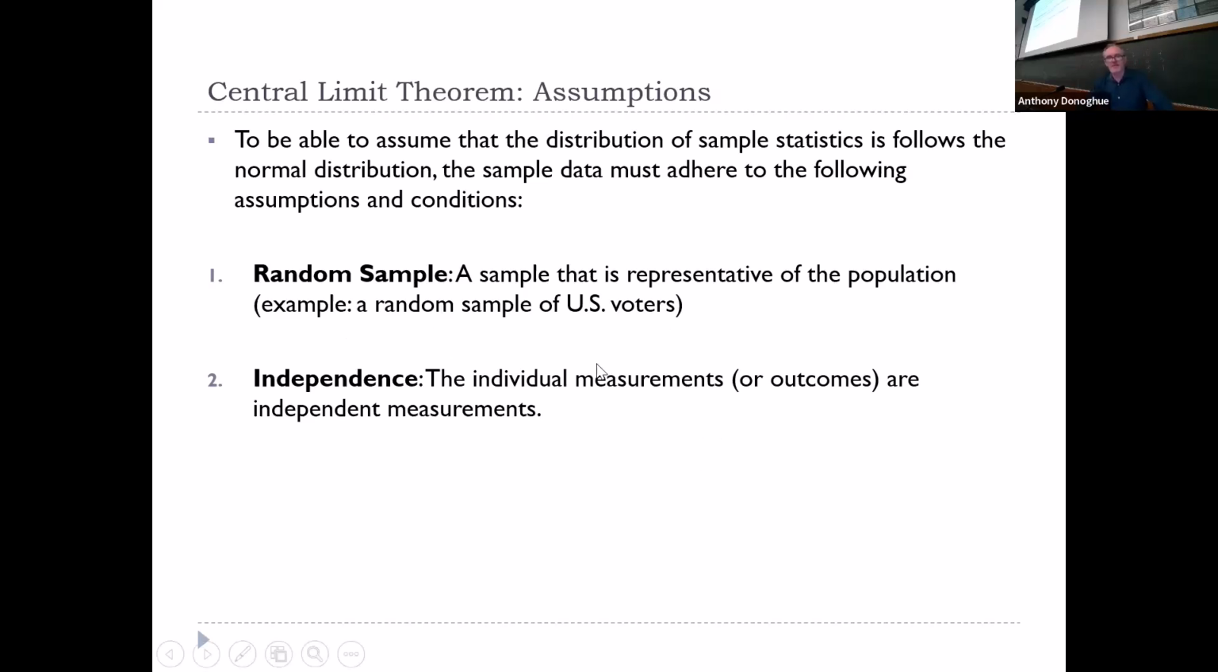Okay, but a random sample should ensure independence. Independence is the core assumption, and we'll talk about it more practically from real examples, what we mean by that.